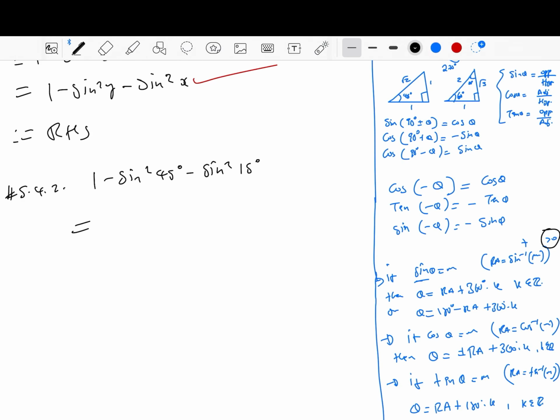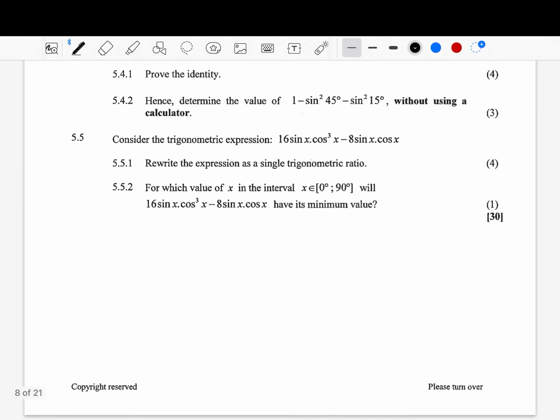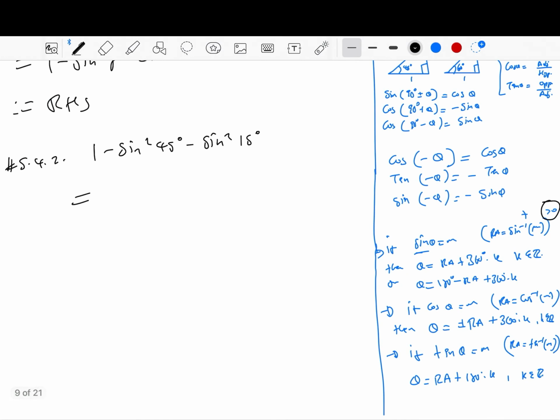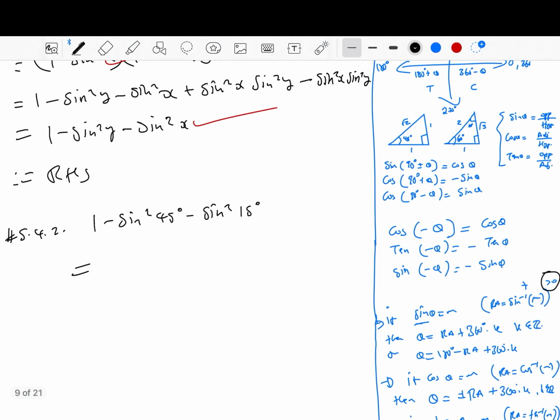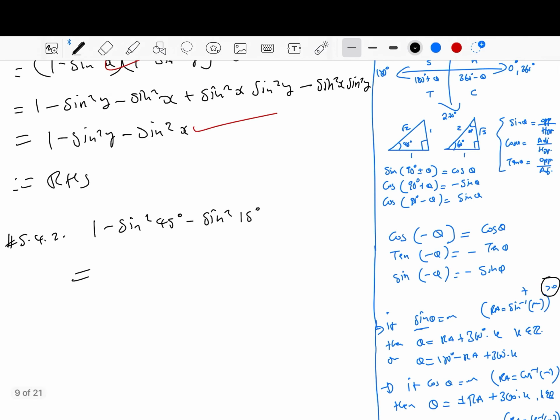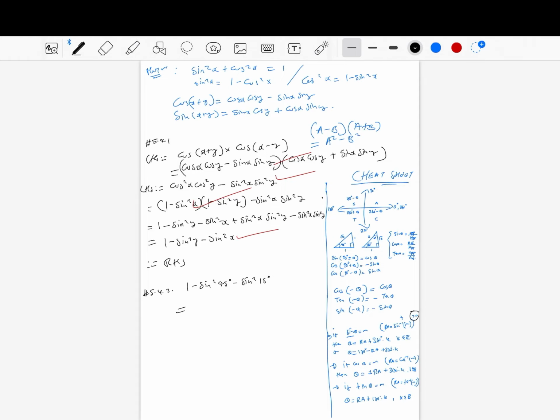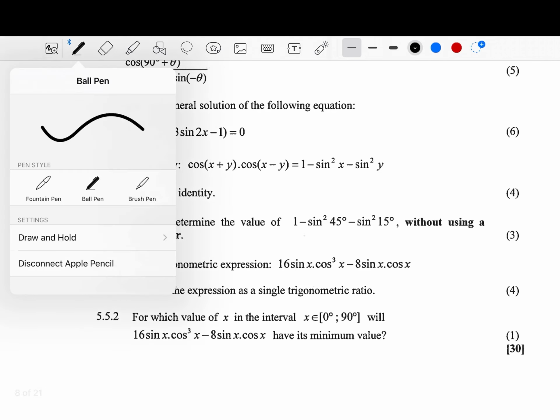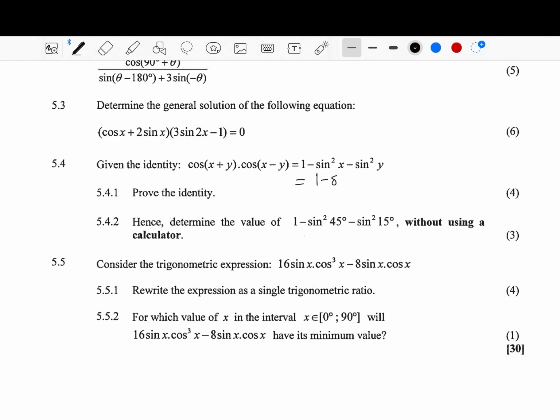So we have 1 minus sine squared 45 minus sine squared 15 degrees. And they want you to determine the value of this without using a calculator. How do we do that, people? So the way you need to see this problem is, you need to see it in these eyes. They tell you that this is equal to 1 minus sine squared 45 minus sine squared 15, meaning our x is 45 and the y is 15.